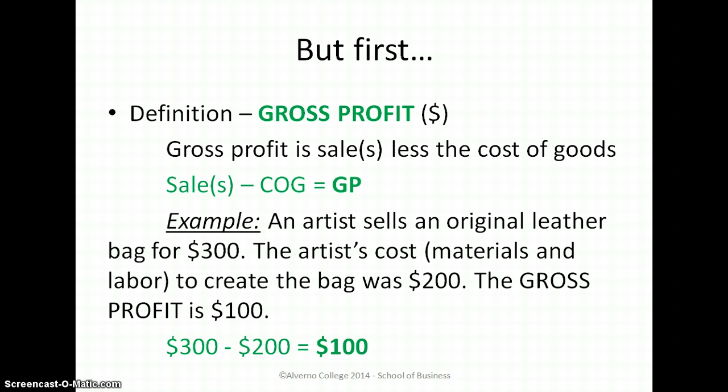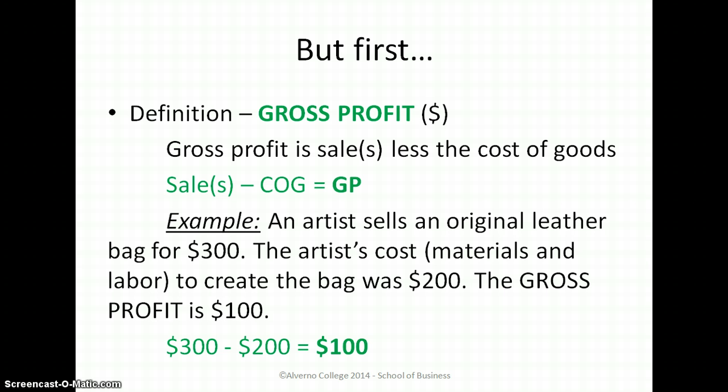So if we take an example of an artist selling an original leather bag for $300, the artist cost, let's assume, is $200, and that cost of goods is essentially the materials and labor to create that leather bag. So the gross profit is $100. So if we look at the formula below, $300 minus $200 is $100.